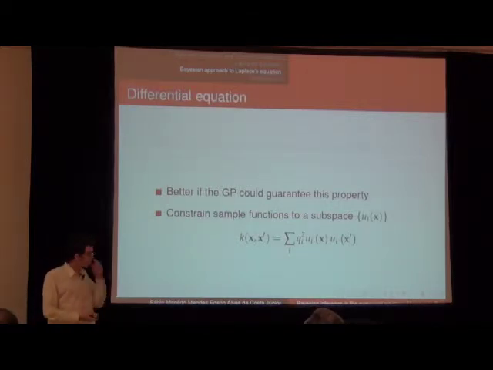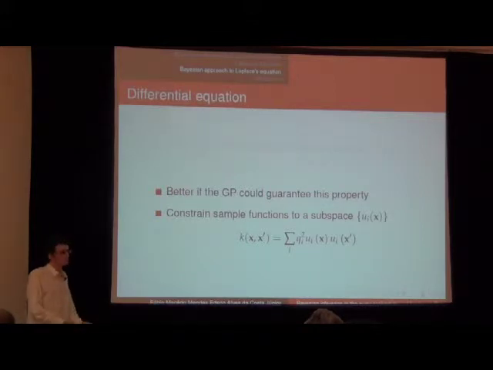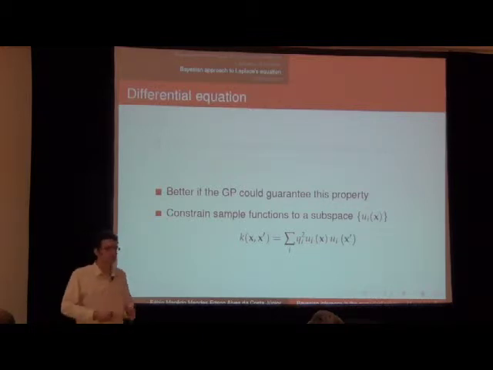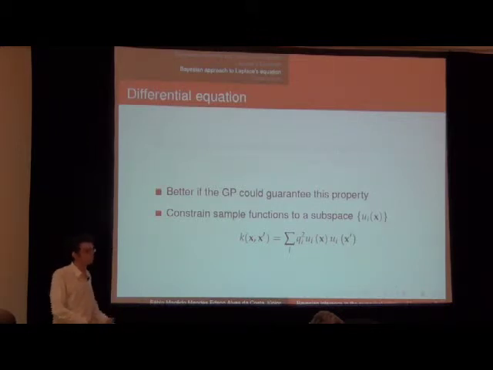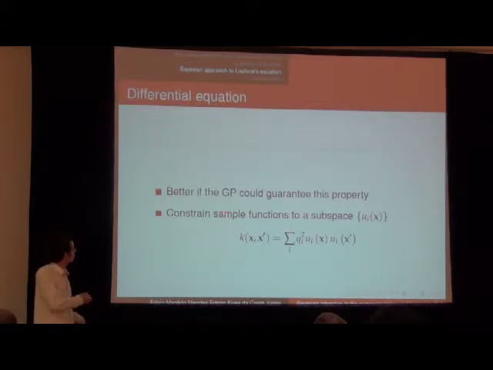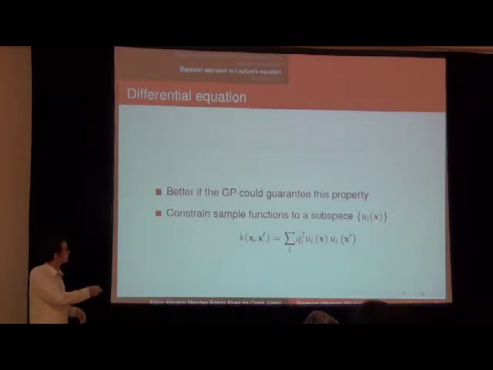There are many things you can control when you pick the covariance function of your Gaussian process. For instance, you can control how many times the sample functions will be differentiable. You can control the scales for the jiggling of these functions, the variances and so on. And also, what I'm interested in here, you can constrain the sample functions to some subspace of functions, given by the basis of this subspace.